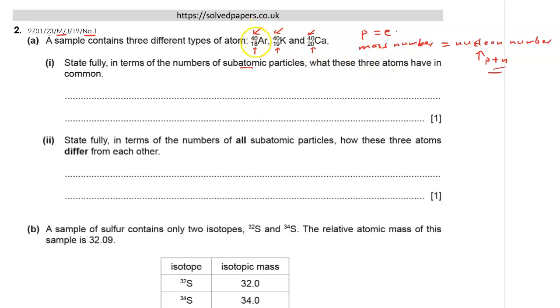So you can see all of them. When you add the protons and neutrons in the nucleus of each one of these, it will be the same. So we are said to state fully, in terms of subatomic masses, what these have in common. So we can now see that all have an equal number of nucleons.